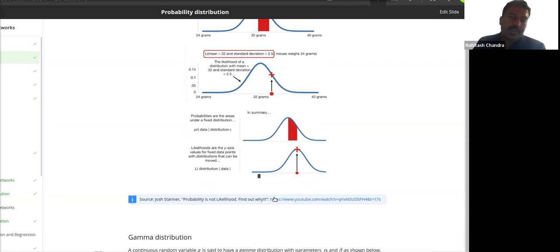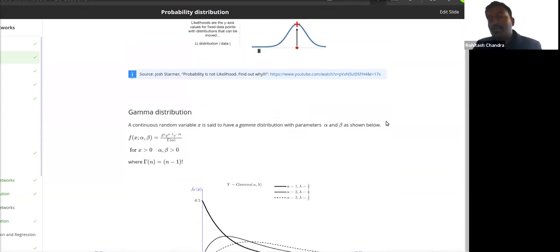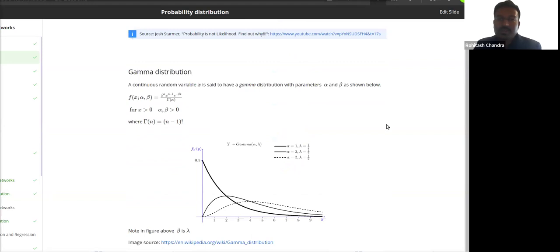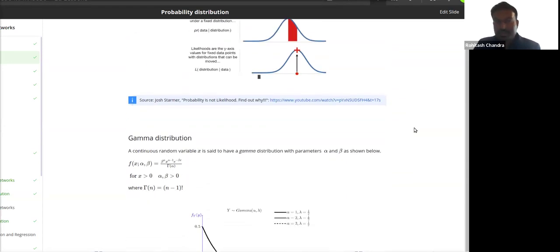And the likelihood is the probability of the data. Likelihood is the y-axis values for fixed data points with a distribution that can be moved. So these symbols, these notations are important to remember, the probability and likelihood. And we will move on to other types of distribution. We are going to come back to these later.